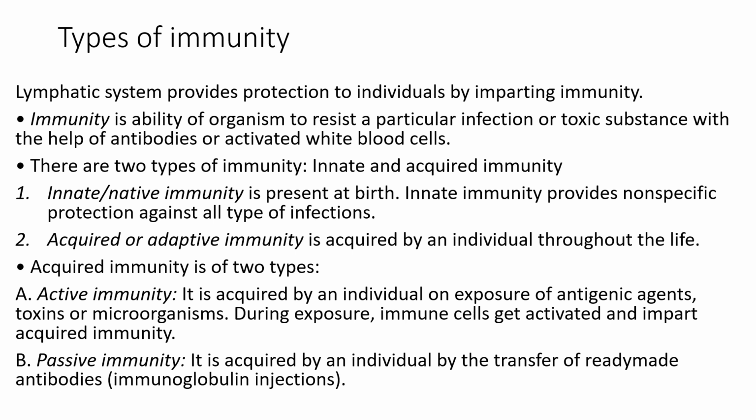So to revise, the lymphatic system provides immunity. Immunity is the ability to fight against infection. It is of two types. Innate means present at birth. Acquired is acquired throughout life. Acquired again is of two types. Active, which means the cells are activated after exposure to antigens, and passive means already antibodies are there. They are transferred, like we inject immunoglobulins or we give vaccines. They provide passive immunity.